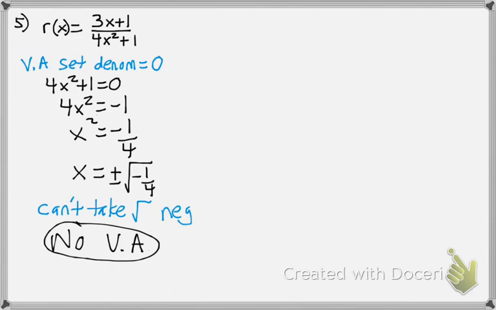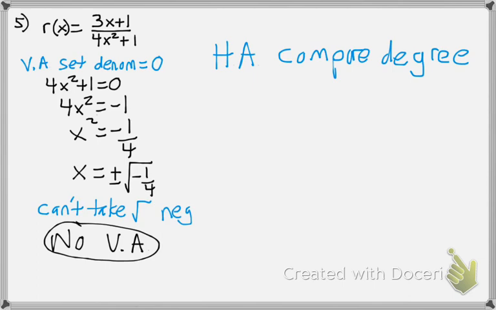Now, for the horizontal asymptote, we need to compare the degree. So I'm looking at the 3x and the 4x squared. So I look at the highest power in each of the numerator and the denominator. And the numerator has just an x, the denominator has an x squared. So the denominator is higher.